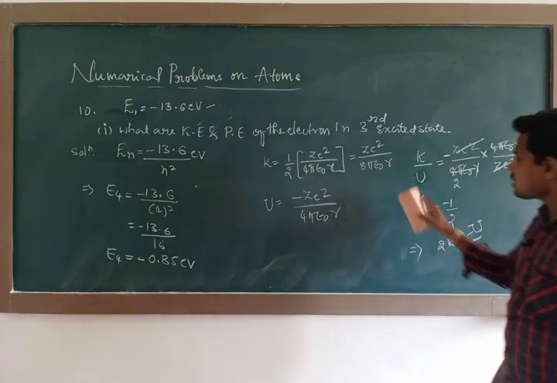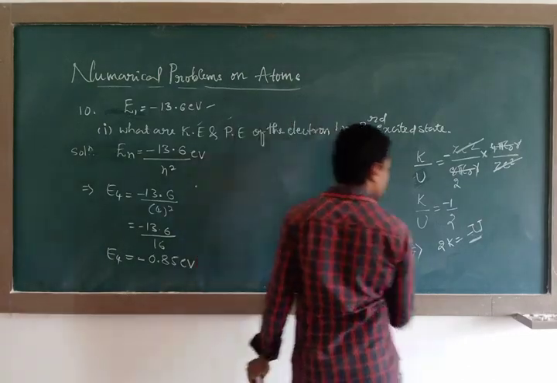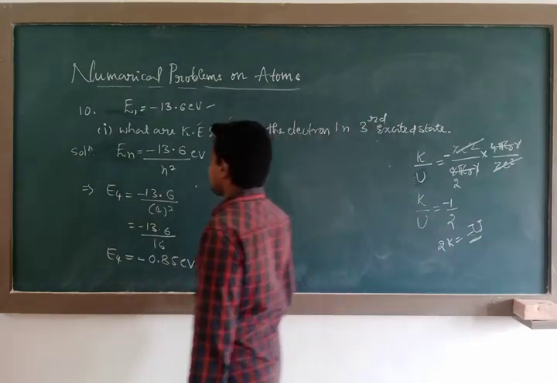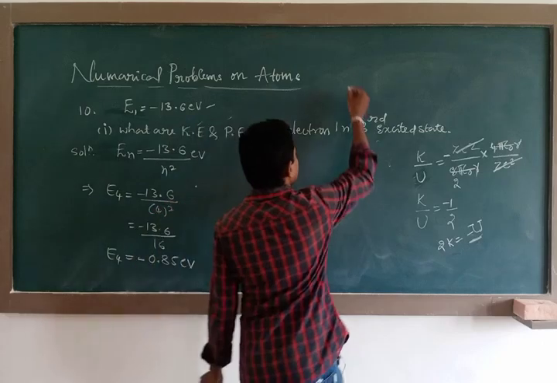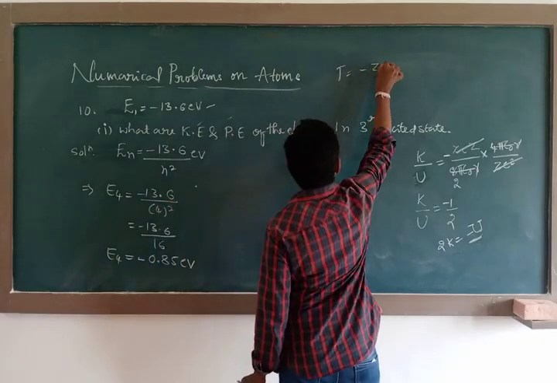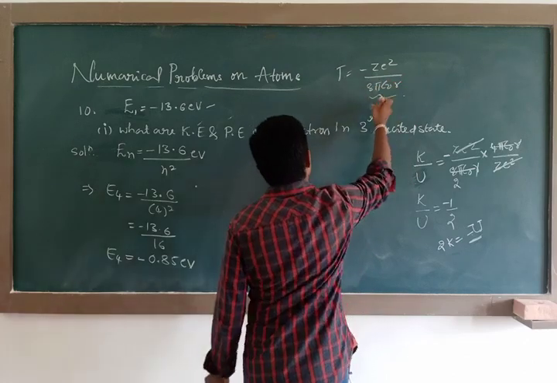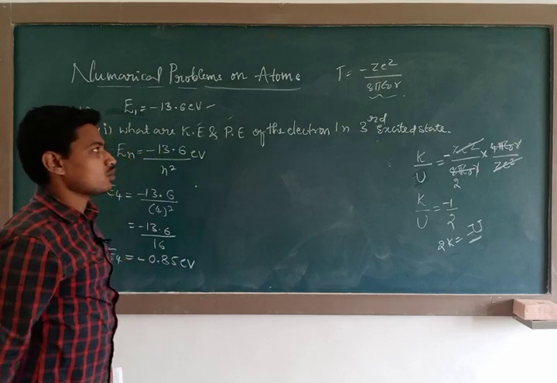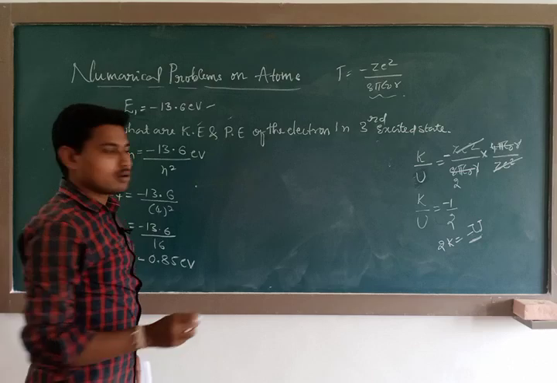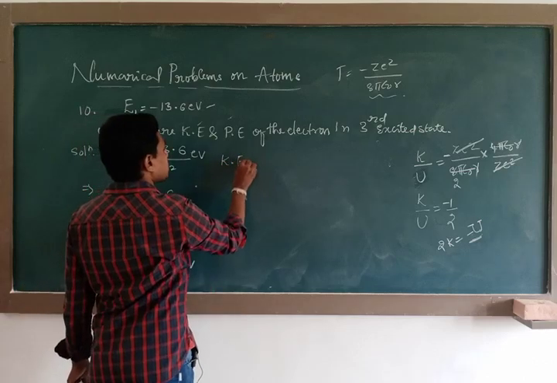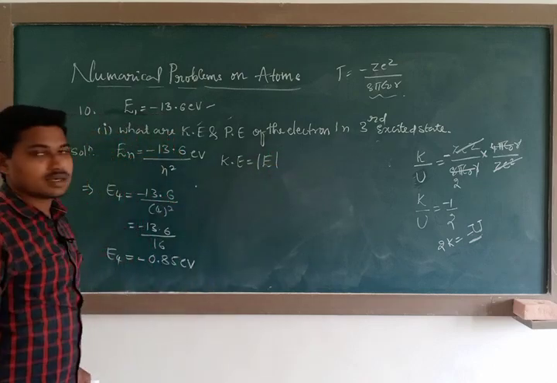Okay, so now what is kinetic energy? And what is total energy? We know that total energy is minus ZE square by 8 pi epsilon naught R. So therefore it is the same as kinetic energy only. This expression is the same as kinetic energy only. Therefore kinetic energy is equal to the magnitude of total energy E.